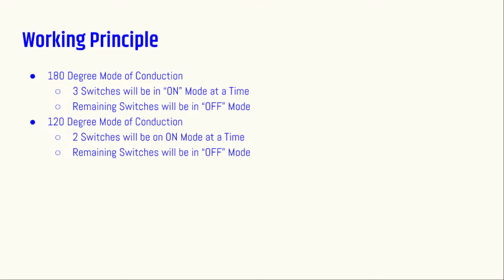So one three phase inverter has totally six switches. It will follow different degree modes of conduction. Here it will follow the 120-degree mode of conduction. So there, how many switches are turned on and how many switches are turned off, we have to know this in-depth concept, right?